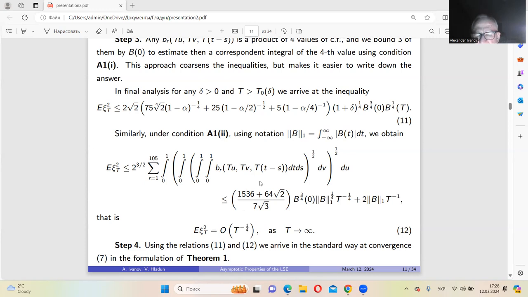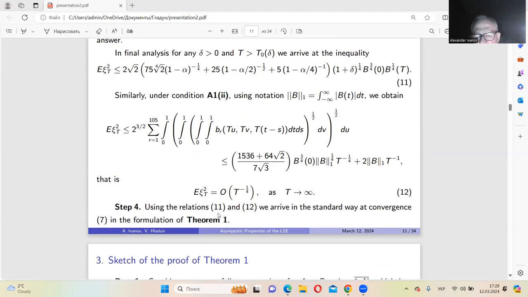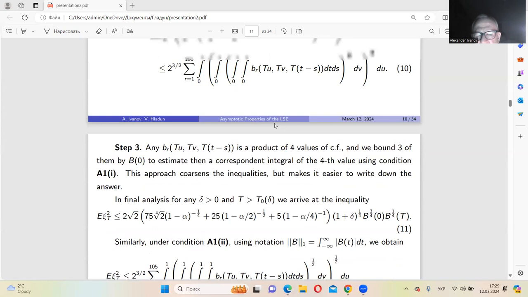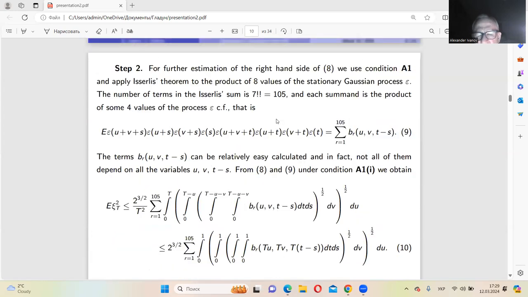This constant can't be simple as well because of the complication; it is quite complicated to write down these inequalities. And we obtain in final analysis that this expectation has order t to the power s minus 1/4. Step four: using the relations 11 and 12, we arrive in the standard way at convergence 7 in the formulation of theorem 1. Then theorem 2.